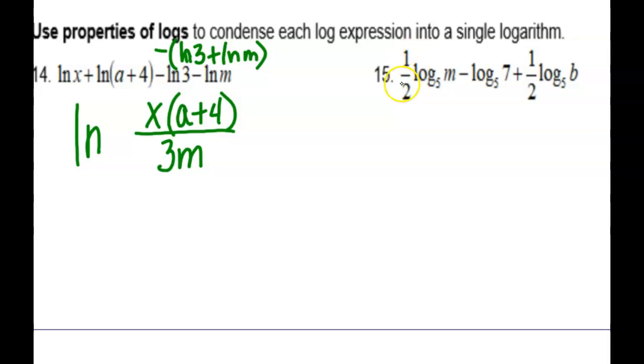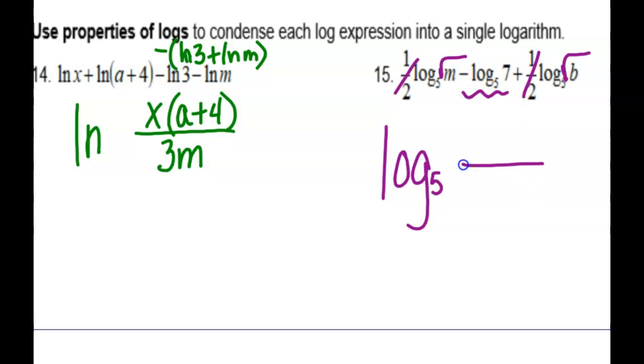What happens when we see a 1/2? Yes, you have to know in your head that that means the square root of m. And back here we have the square root of b. So we got rid of those 1/2s. So we have a log base 5, condense, remember, means you write log only once. Anything in the denominator, or is everything up top? Yeah, just a plain old 7 goes in the denominator here. And what are the two things that are positive so they go up top and get multiplied together? Yeah, square root of m and square root of b.